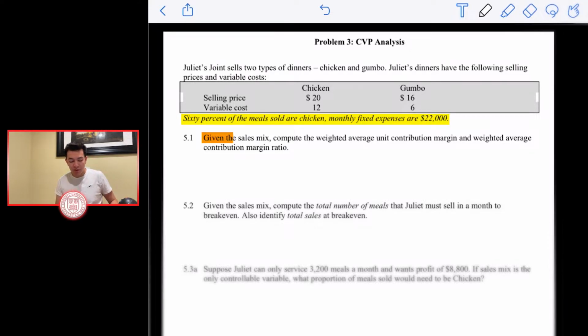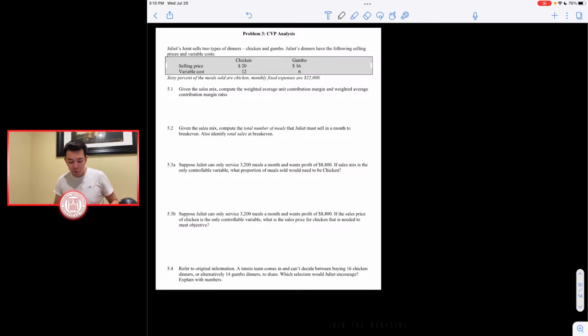And it says, given the sales mix, compute the weighted average unit contribution margin and weighted average contribution margin ratio. Okay, so weighted average unit contribution margin, basically we're finding the average between the 2 contribution margins and weighting them, right? Because it's not an even 50-50 split. Because 60% of the meals sold are chicken and 40% of the meals sold are jumbo, we gotta put a little bit more of the weight to chicken.